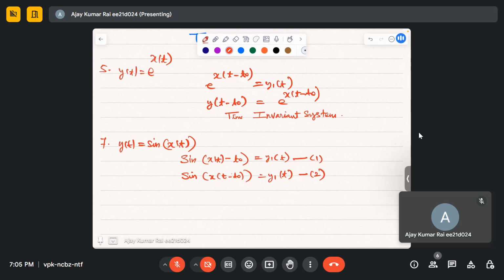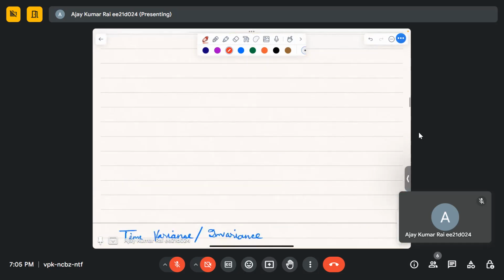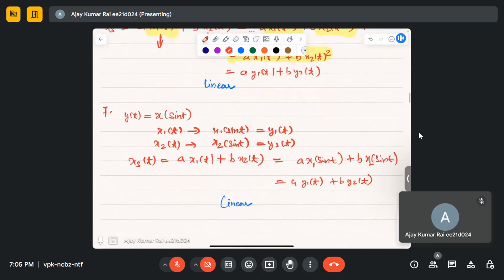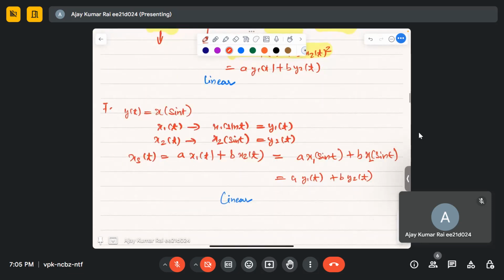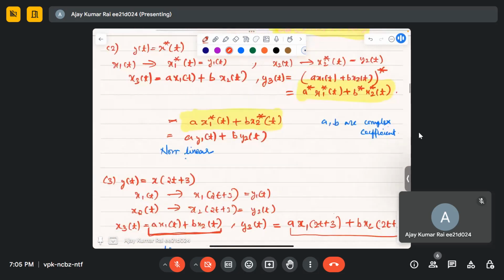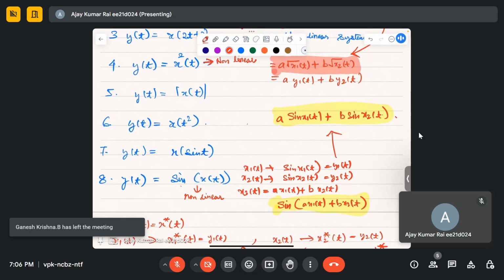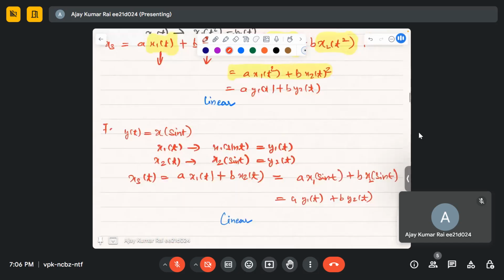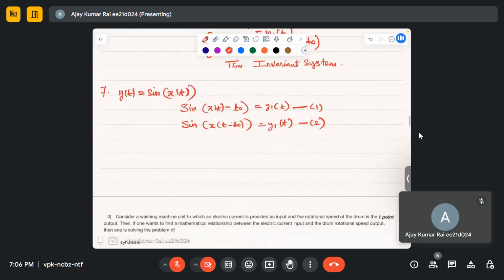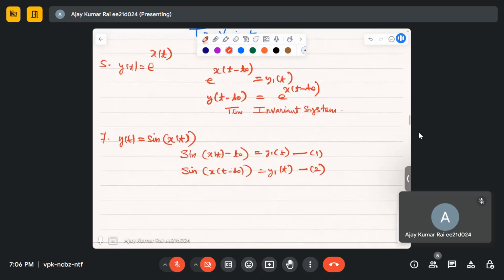So we have found out the system is non-linear, right? I think in the previous one, for the sine of x of t, this is non-linear. We are just trying to find out whether that is time invariant or not. So this is non-linear, we have found out. So which one is correct?